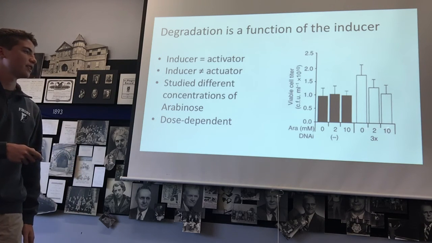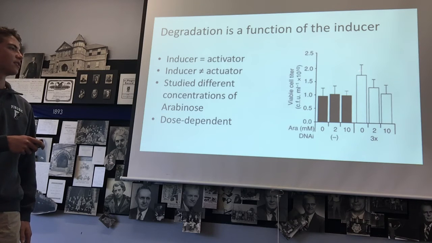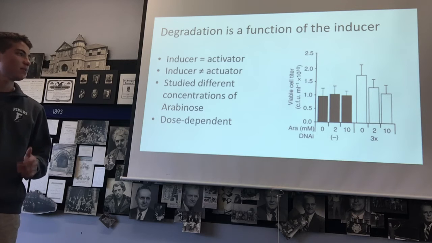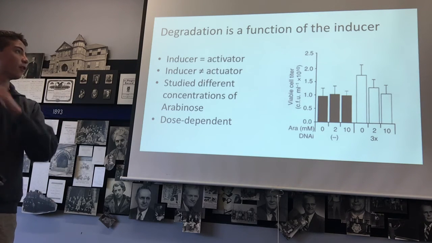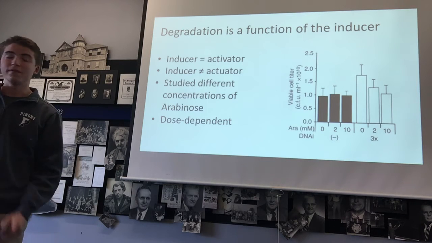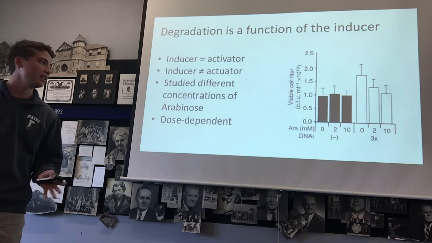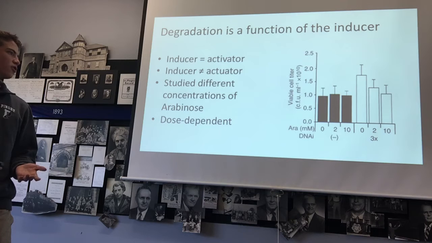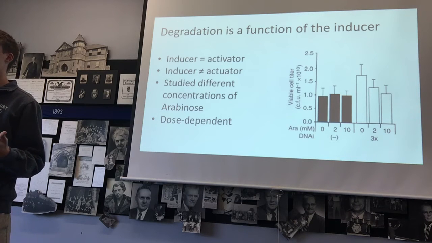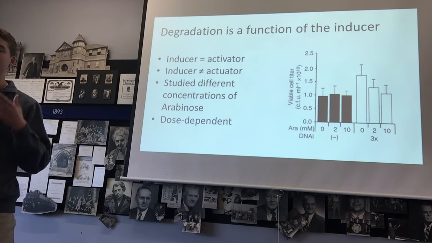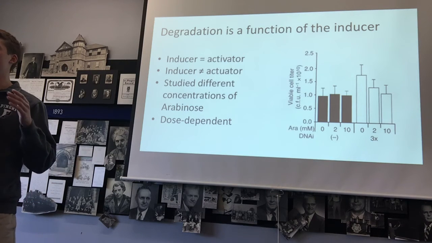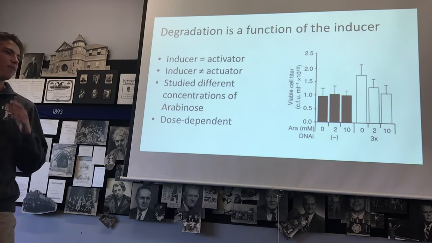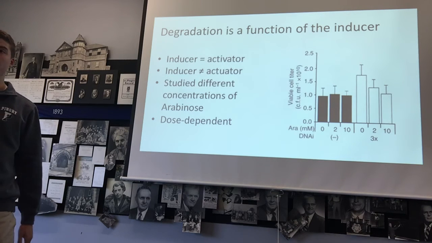But when you increase it over here, you can see that there's a steady decrease in the viable cell titer, symbolizing that there is greater DNA degradation, and that is a function of the inducer. And once again, in the overall scheme of why they would do this, we're trying to figure out how we can make the device as effective as possible. And once again, it was dose dependent. The more inducer you had, the greater amount of degradation you had.